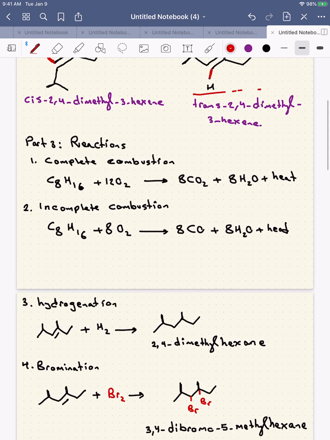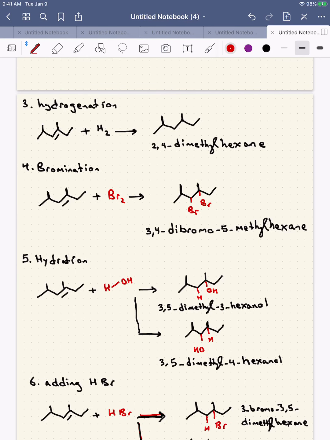Reactions, the first reaction is complete combustion, so I have to produce 8 CO2 and 8 H2O for my octene, and the amount of heat, because it's exothermic, and I have 12 oxygen. Incomplete combustion means I will produce carbon monoxide instead, and then it still gives me heat, and 8 H2O and number of oxygens are reduced.